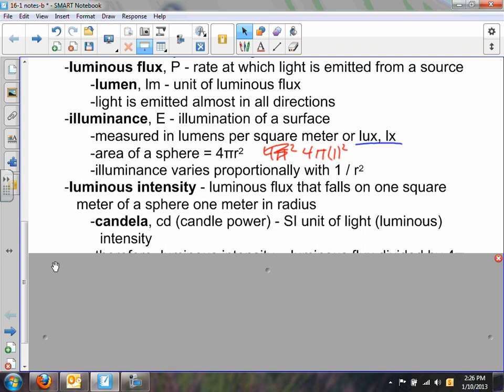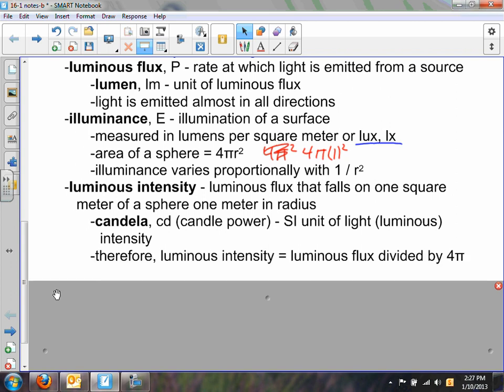Used to measure how much light based on how light the candles were. So the SI unit of light intensity is the candela, or luminous intensity. You can find the luminous intensity very simply by taking your flux divided by 4 pi, because the flux is the total amount that's given off, and the intensity is how much falls on exactly 1 square meter with a radius of 1. So if you have that radius of 1, divide it by 4 pi, and you would end up with your candelas.